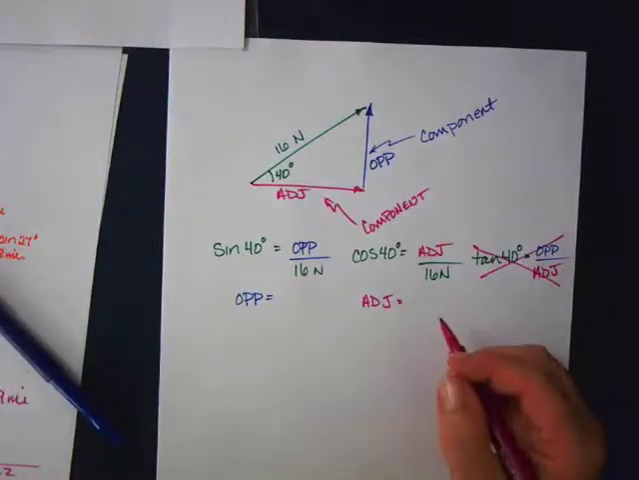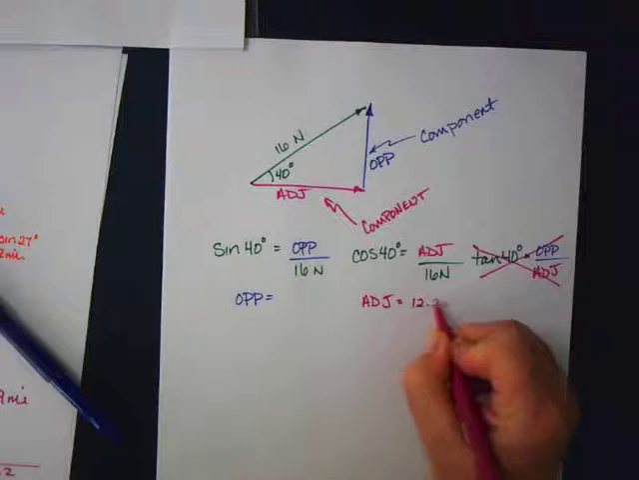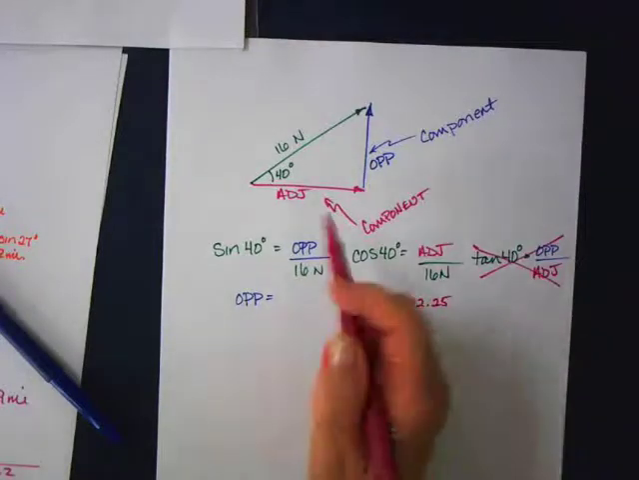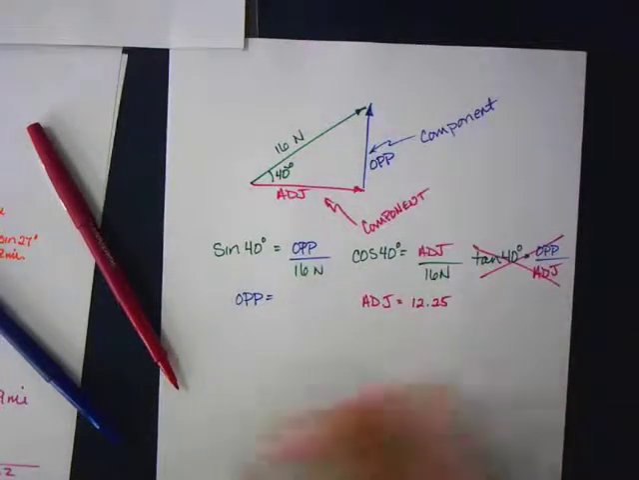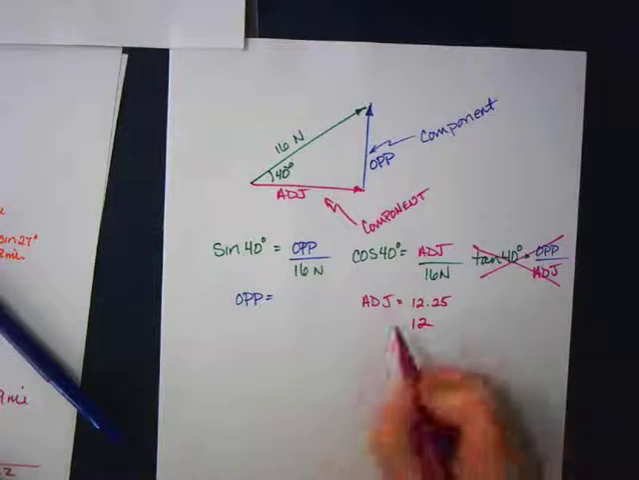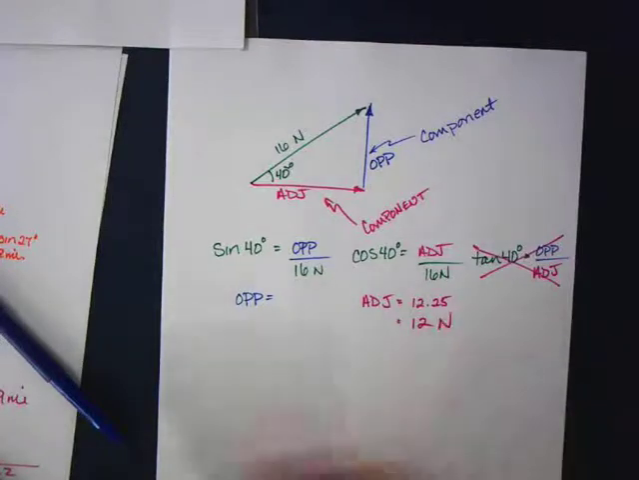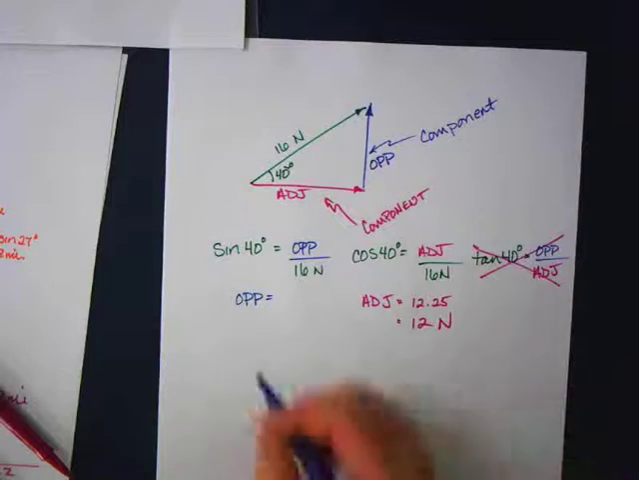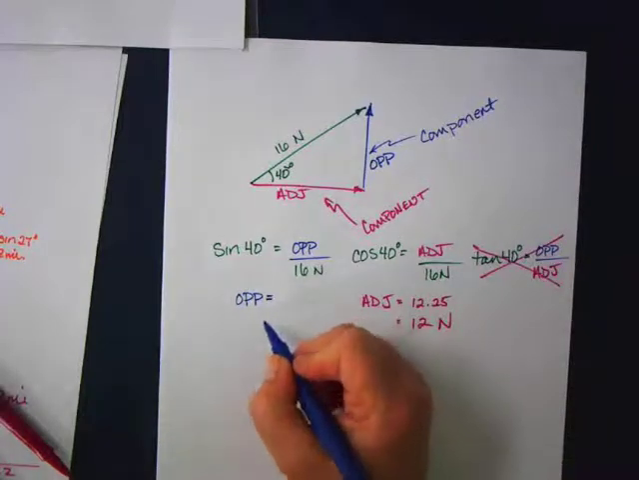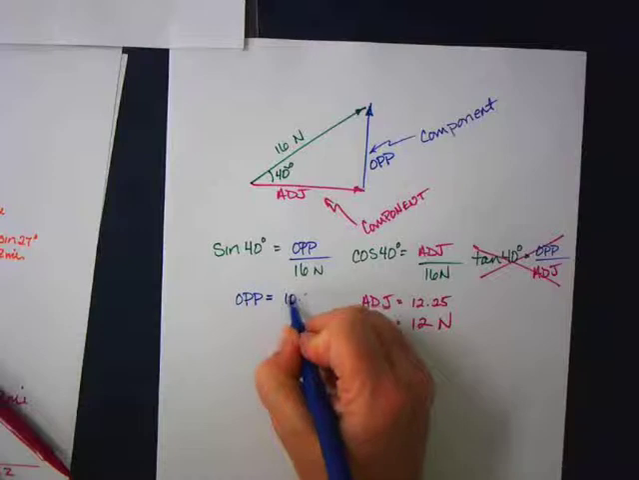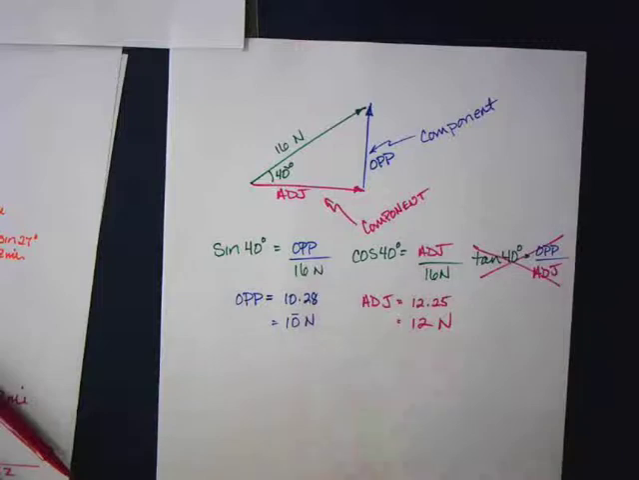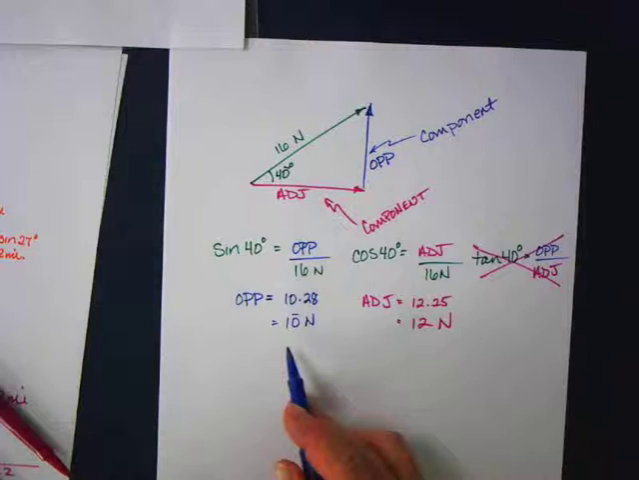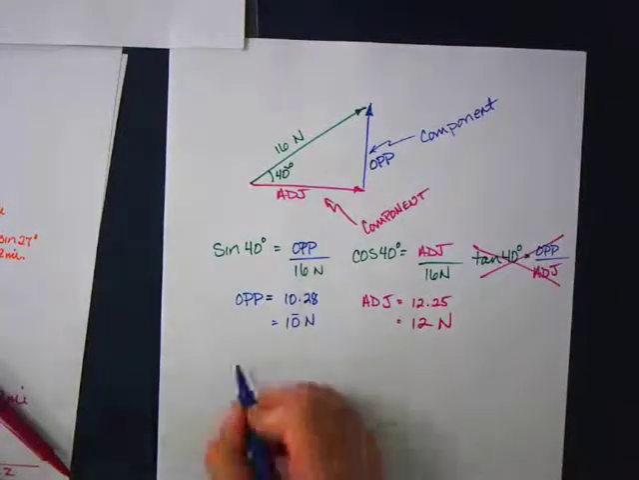Ryan, what did you get for the adjacent? Yep, 12.25. I'm going to keep a couple extra sig figs around. There's 2 sig figs here, so using 2 sig figs it would be 12 newtons. And Mackenzie, did you get opposite yet? What'd you get? 10.28 is correct. And if we round to 2 sig figs, it would just be 10 newtons. So those would be correct answers, and with 2 sig figs, it's 10 and 12.